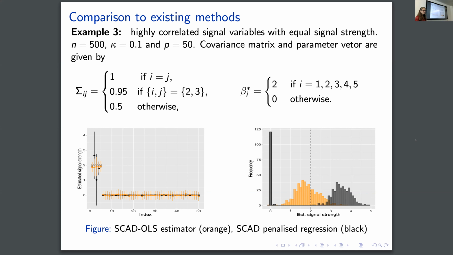Explain again the 0. I didn't quite understand what you were doing. So if we did lots of repetitions where we computed the SCAD estimated value, this is just the distribution of the estimated values for this second signal variable. In a lot of cases, it was estimated to be 0, and in a bunch of others, it was estimated to be close to 4, whereas the true value was 2. So that's not very good.